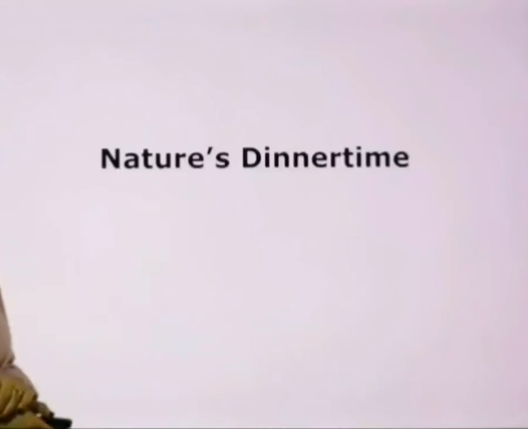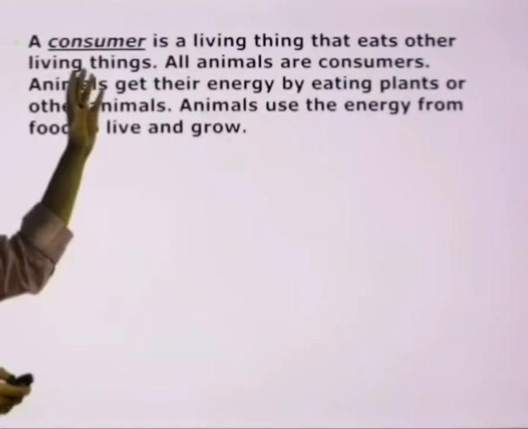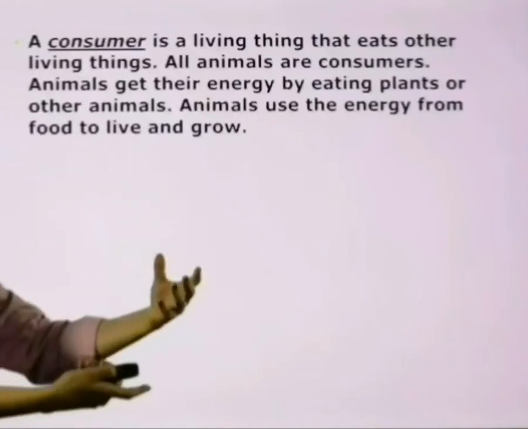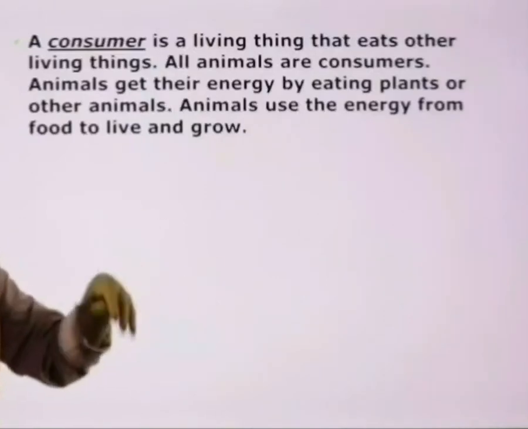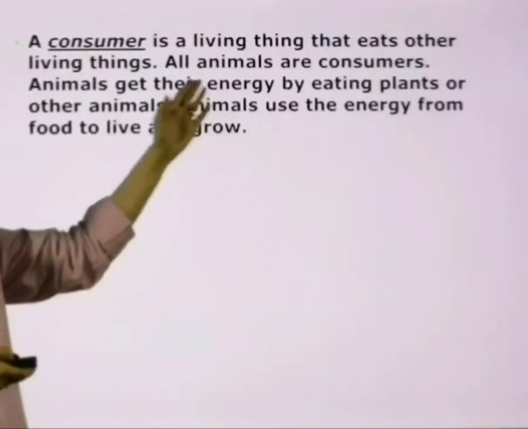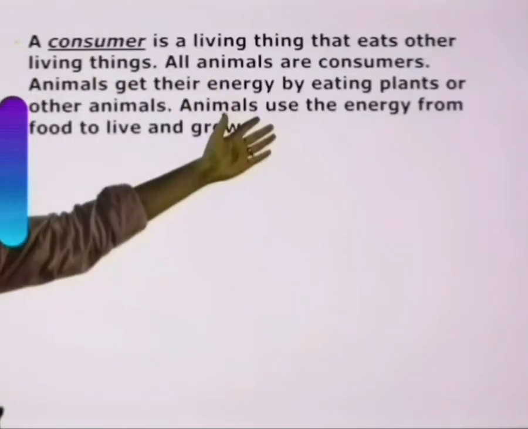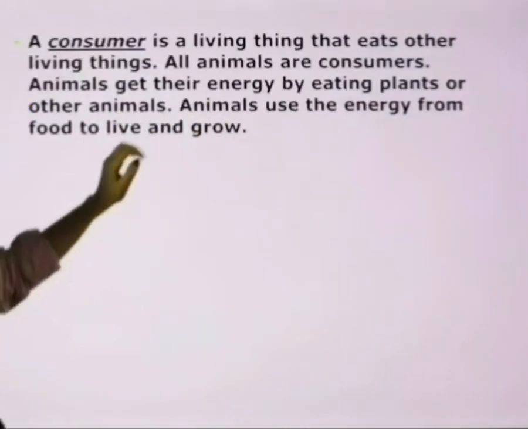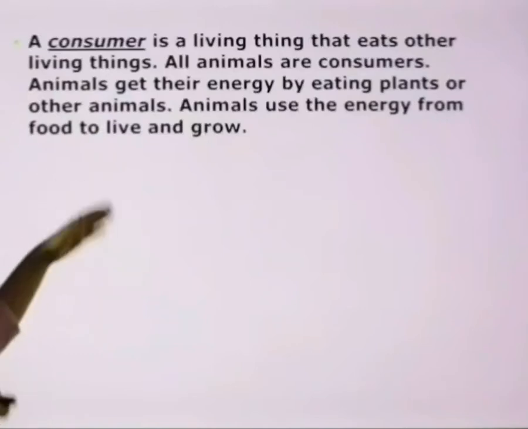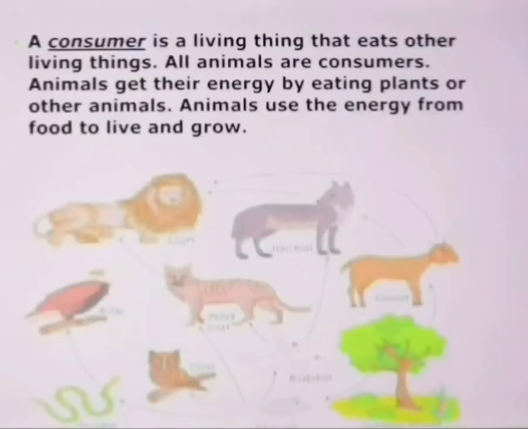Nature's dinner time. So until now we know that the plants are producers. They make their own food. A consumer is a living thing that eats other living things. So they do not make their own food. They consume or eat other living things. All animals are consumers. Animals get their energy by eating plants, by eating producers, or other animals. Animals use the energy from food to live and grow. We cannot live and grow without food.